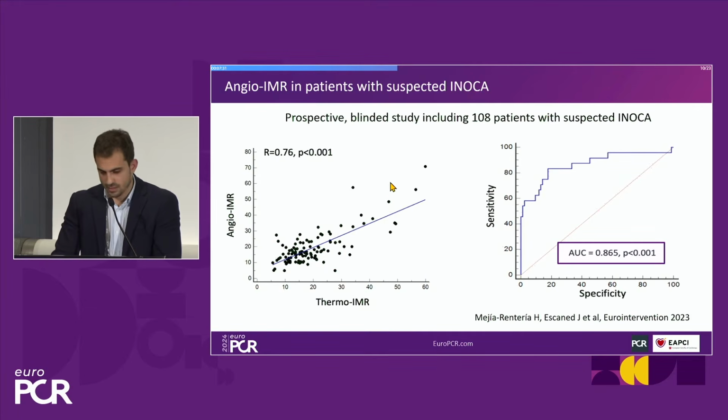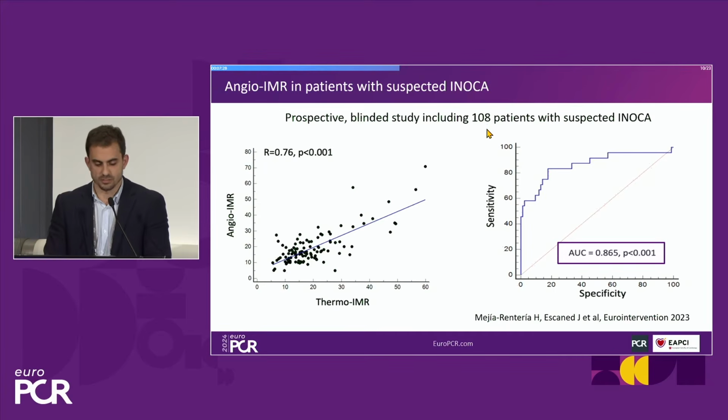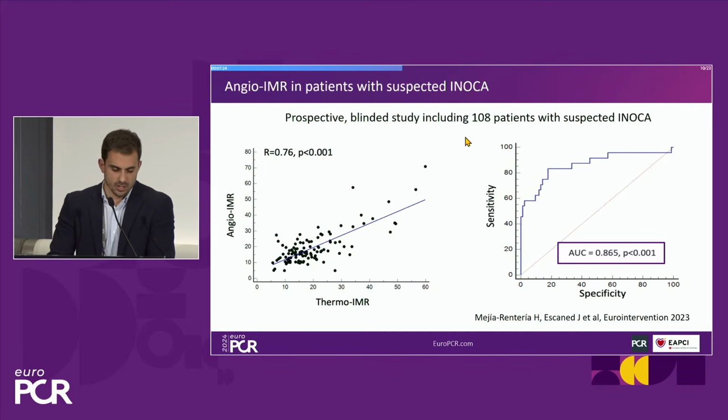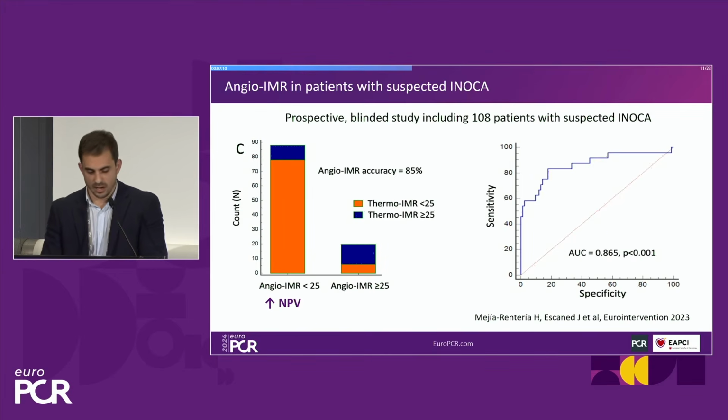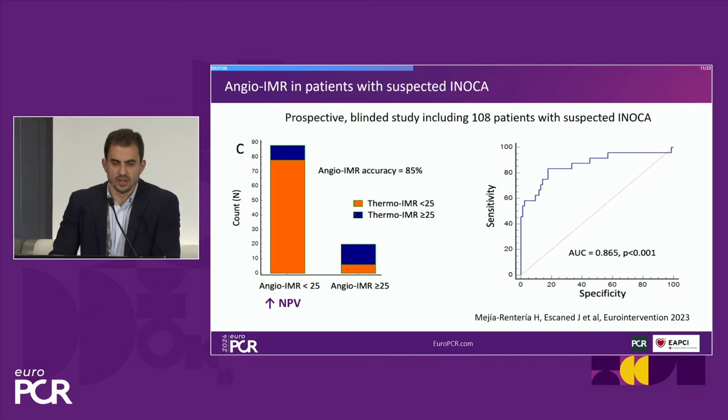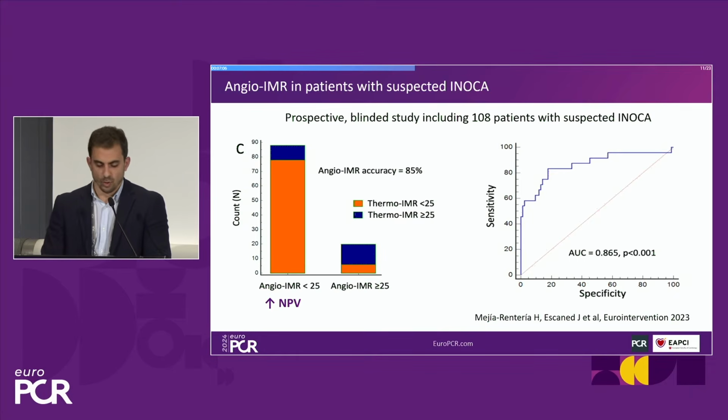In a prospective cohort of more than 100 patients with suspected INOCA and normal coronary arteries, our group performed a correlation between invasive thermodilution-based IMR and angio-IMR, showing a pretty good correlation, and also with an area under the curve of 0.87, which relates to a very high negative predictive value. That means that basically we can rule out the presence of microvascular dysfunction if we have an angio-IMR under 25.